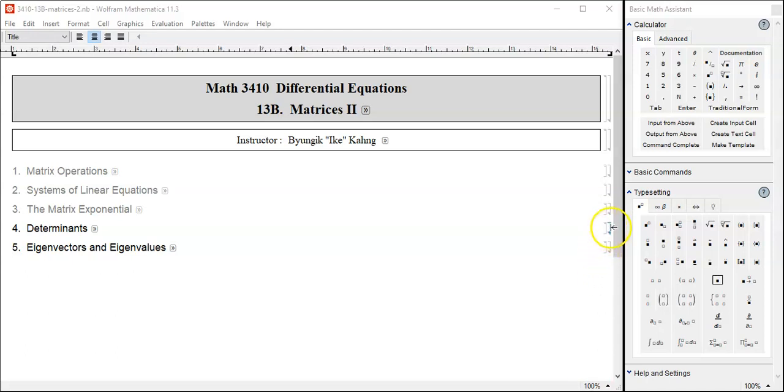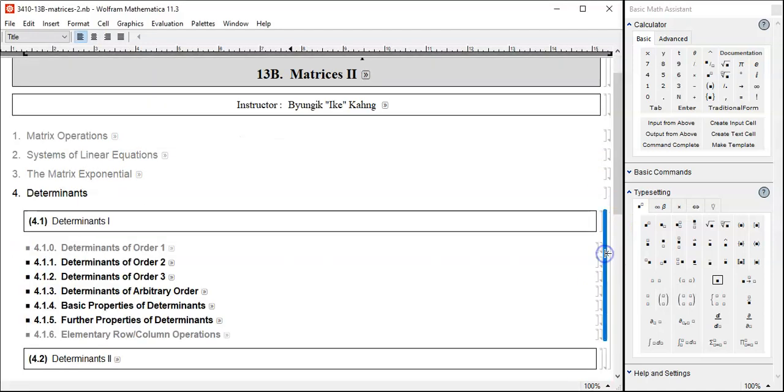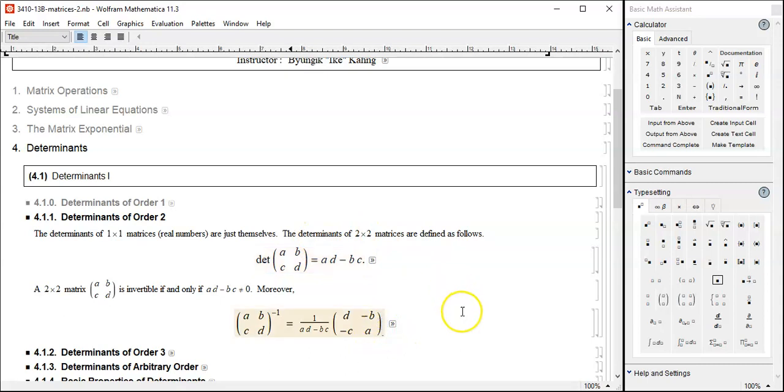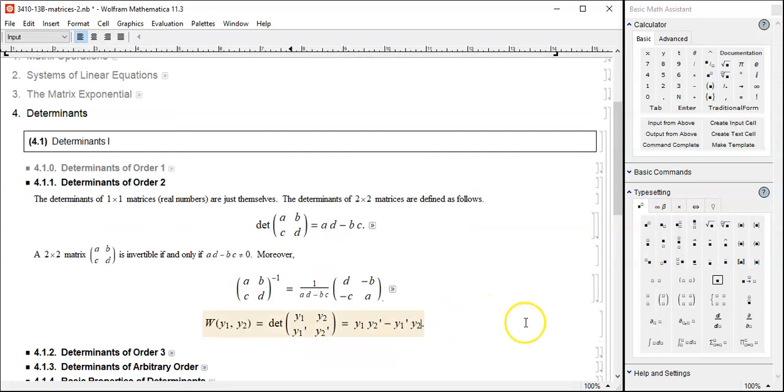Okay, alright, let's begin. Determinants. We already discussed the determinant of order 2, here, AD minus BC, and we used it for the inverse matrix formula and also for the Wronskian formula. Let's see, here we go, Wronskian determinant. And where did we use it? We used it to check whether a pair of functions y1 and y2 are linearly independent or not. And there was a nice theorem that this Wronskian determinant is either constantly zero or never zero.